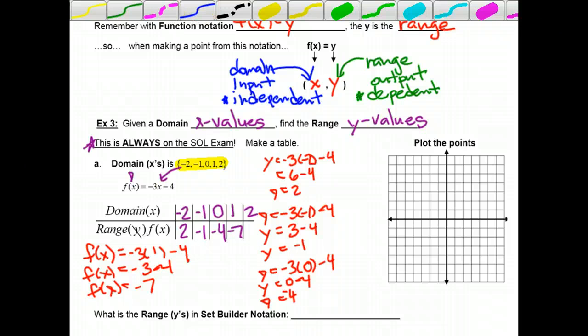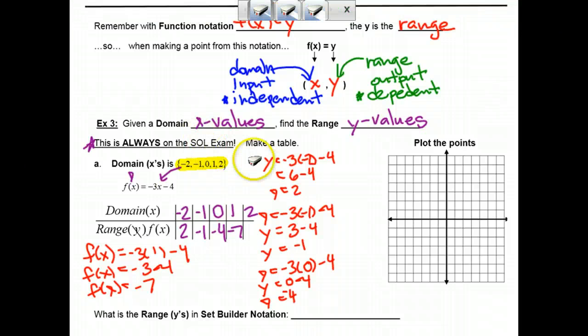Alright, good enough to erase, make some space here. Okay.